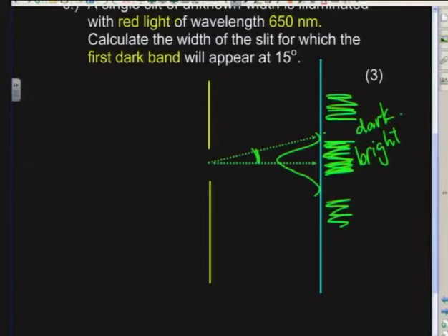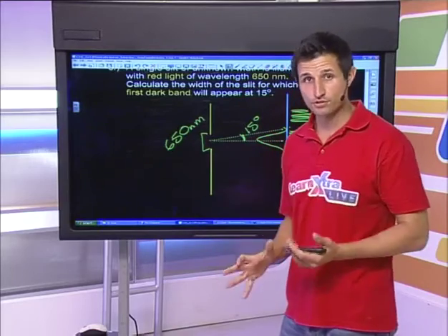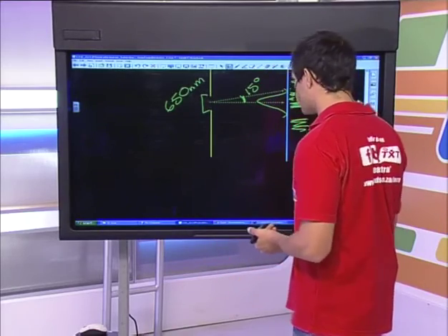So there's my dark band, and they want to know what is the slit width through which I must have shone this light of 650 nanometers, which is red light. How wide was that slit if my angle over here is 15 degrees? Now there's only one equation which relates all three of these things, and that is your diffraction equation.